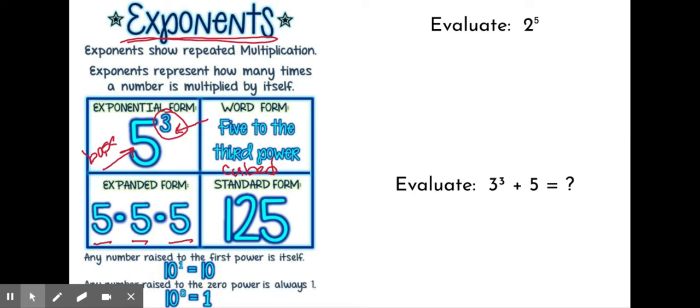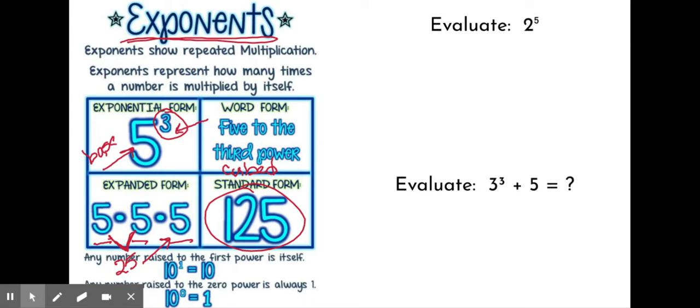And so in order to evaluate that, I have to do this multiplication. So 5 times 5, I know, is 25. And then I'm going to take that 25 and multiply it by 5 again. 25 times 5 is 125. Okay, let's do a couple together.